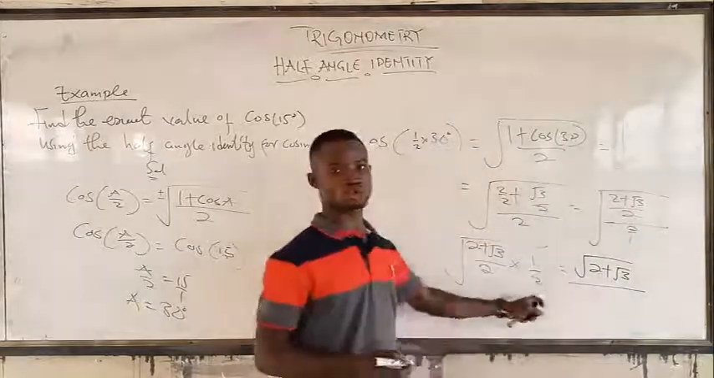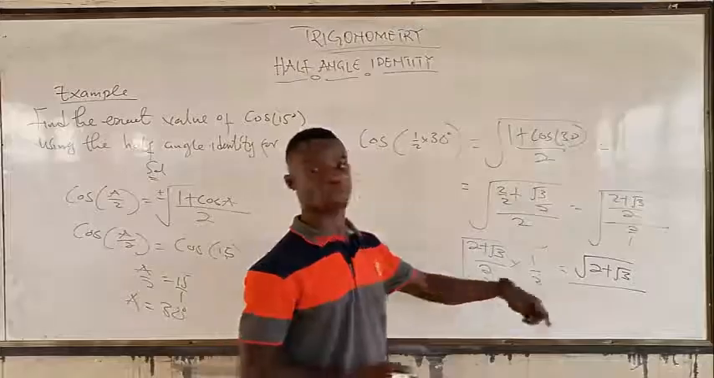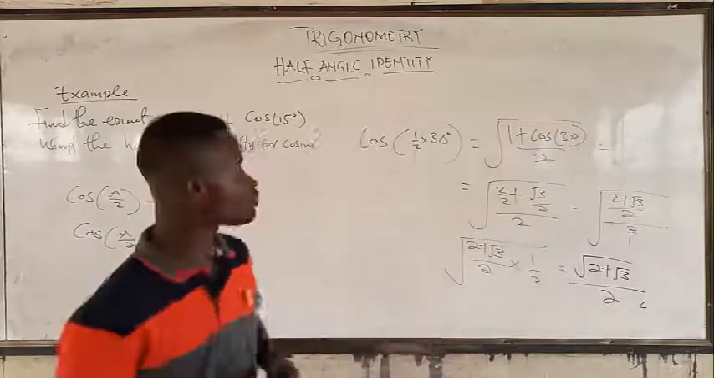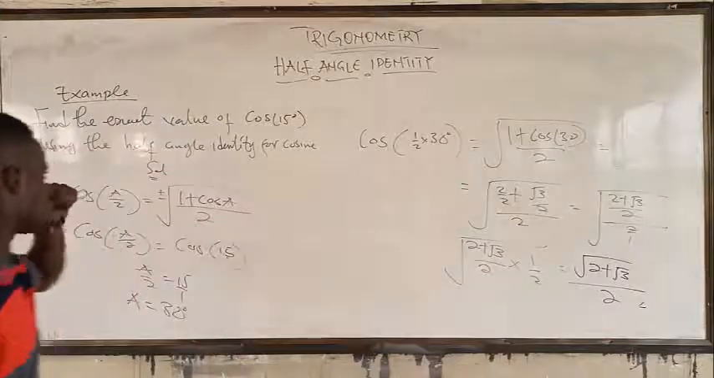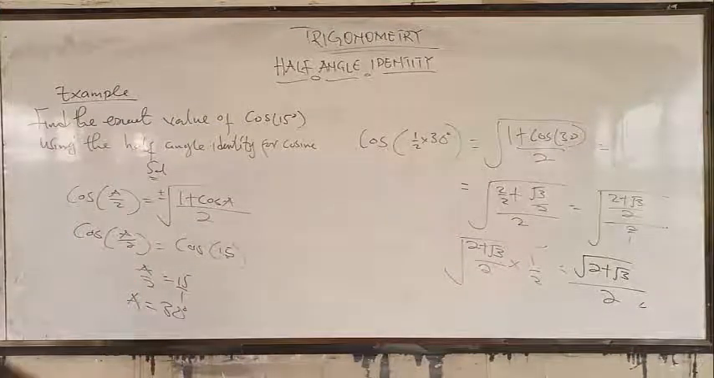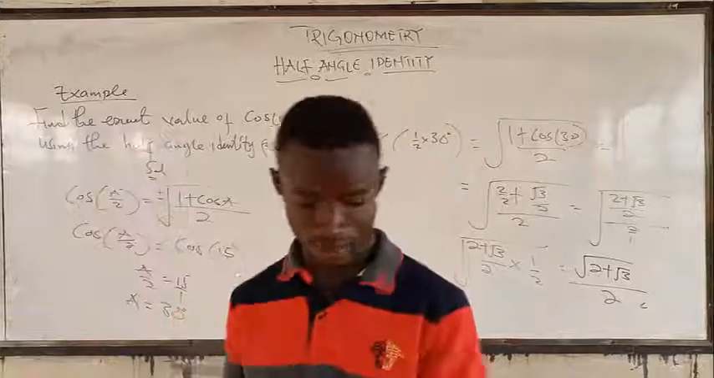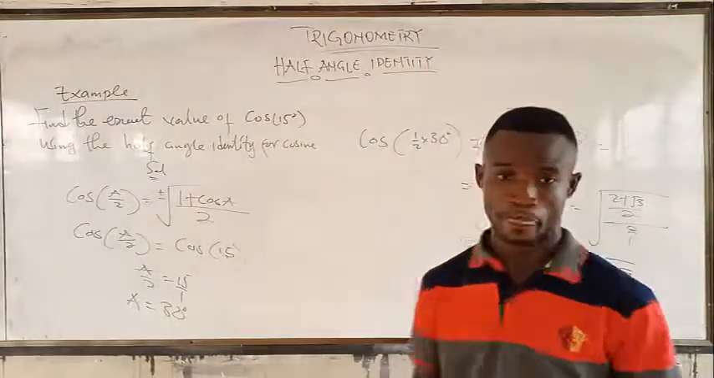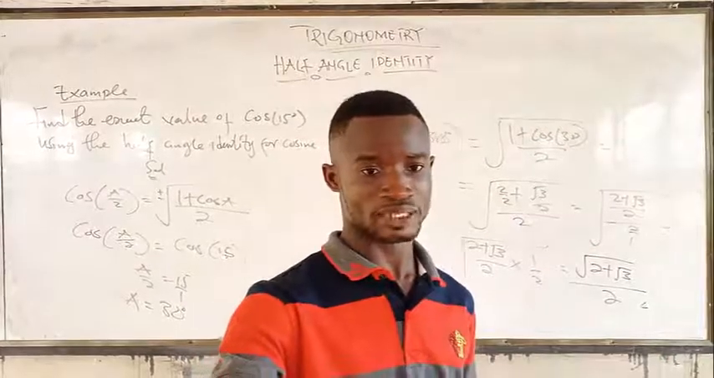Don't forget 2 times 2 is 4, and square root of 4 is 2. So here we get 2. That is the exact value for cos 15 when you use the half angle. Very good. Let's look at the second question.